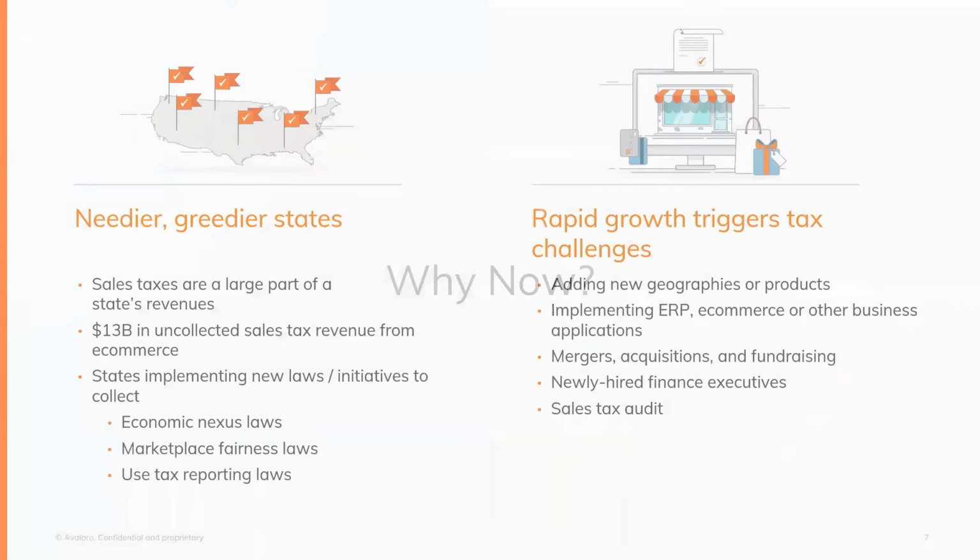Why are all these changes occurring? And ultimately, it has to do with the states losing money. Sales tax on average makes up nearly 50% of state tax revenues. They're losing about 13 billion from uncollected tax on e-commerce sales alone.